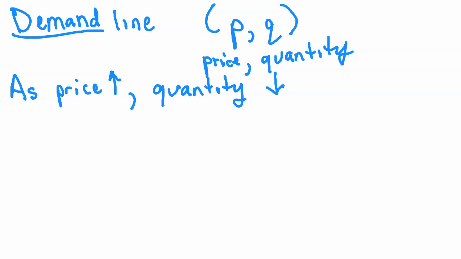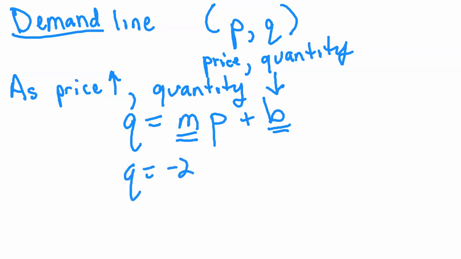So this would be a decreasing price, and the equation would look like Q equals MP plus B. And again, M is our slope and B is our y-intercept. So this is just the same thing as y equals mx plus b, except we have price and quantity. And for this example, I'm going to take this equation, that's a line.